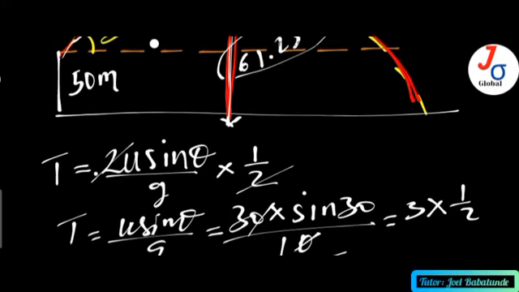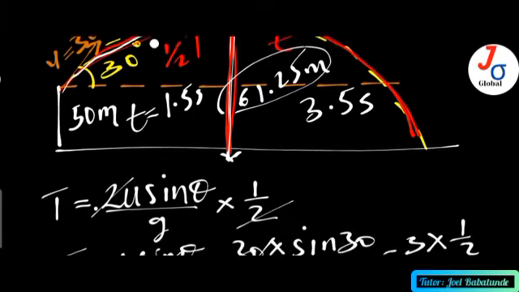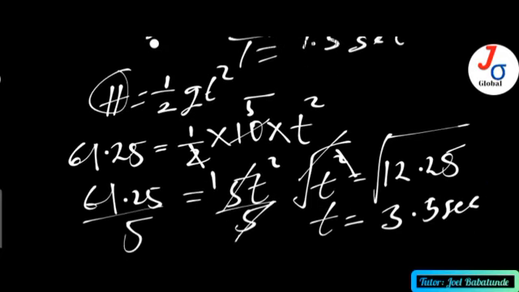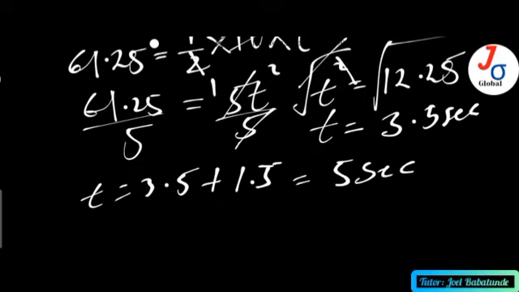Alright, so since the time here gives us 1.5 seconds and this gives us 3.5 seconds, what is the total time it took the ball to travel back to the ground? That's 3.5. So the time of flight is t equals 3.5 plus 1.5, and that gives us about 5 seconds to do that.